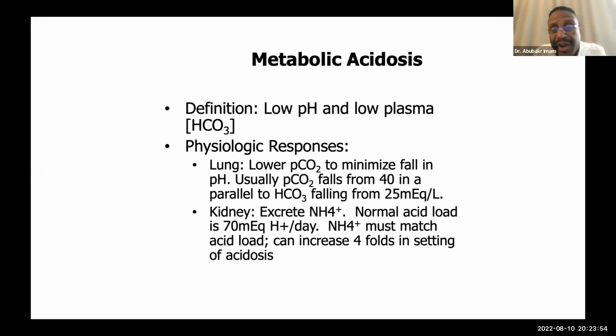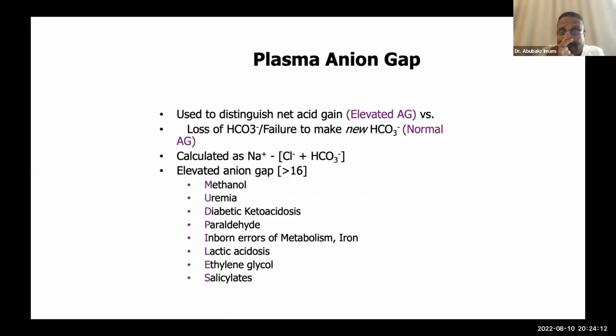The kidney secretes ammonium to keep a normal acid load, about 70 milliequivalents in adults, and in children it could be even higher. And it must match the acid load. So if you produce more acid, then there should be more excretion of hydrogen ion, and it can increase up to 4-fold if you have acidosis. That's important for you to remember when you're evaluating these patients.